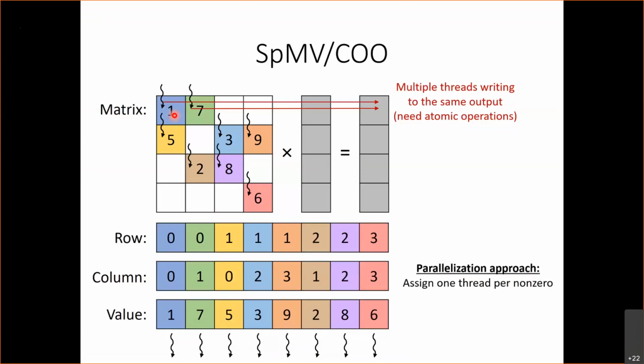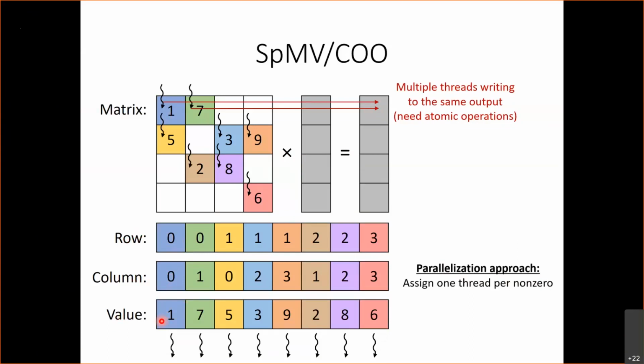Well, I have to find its row, so I have to load its row index. I have to find its column, so I have to load its column index. I have to find its value, so I load the value from here. And then I need to get the element that corresponds to the column index from the input vector, multiply, and then add the result to the output vector at the corresponding row index.